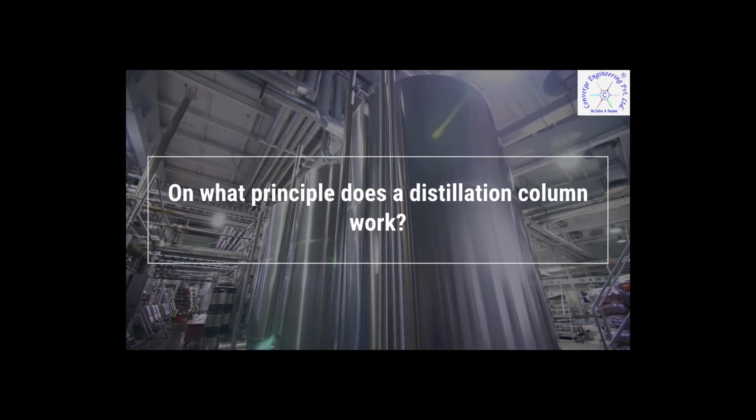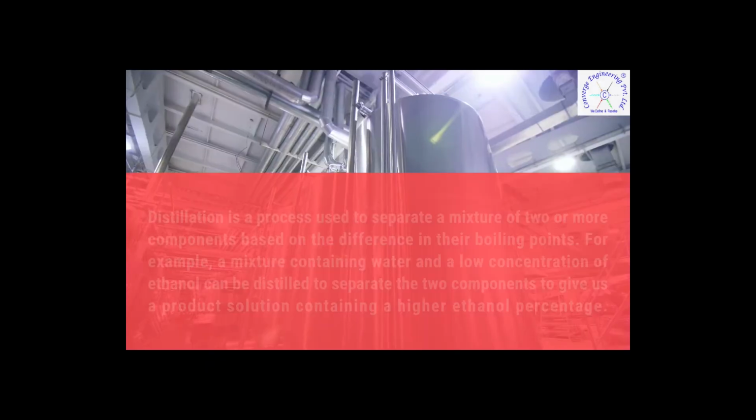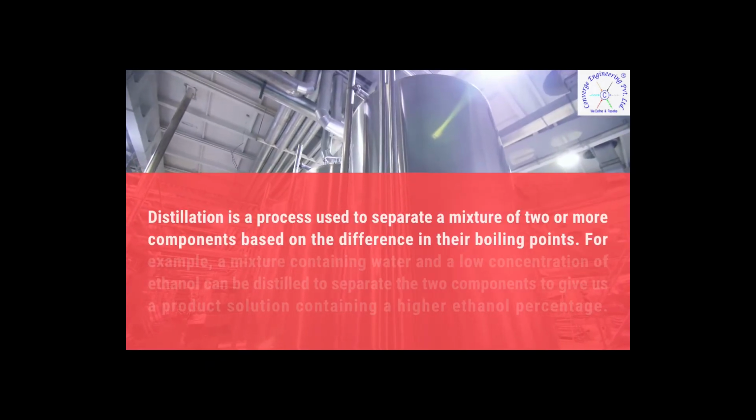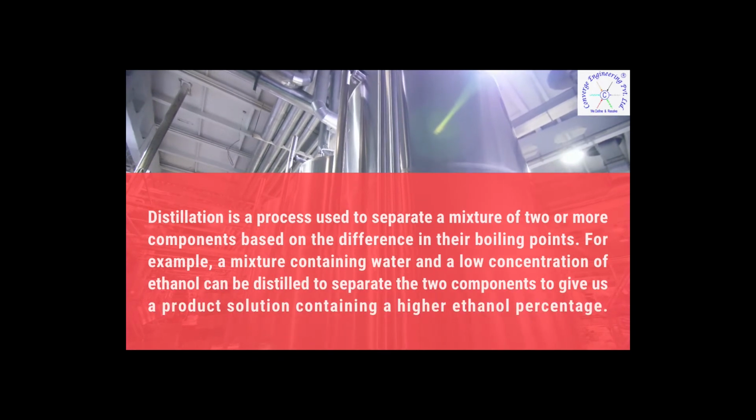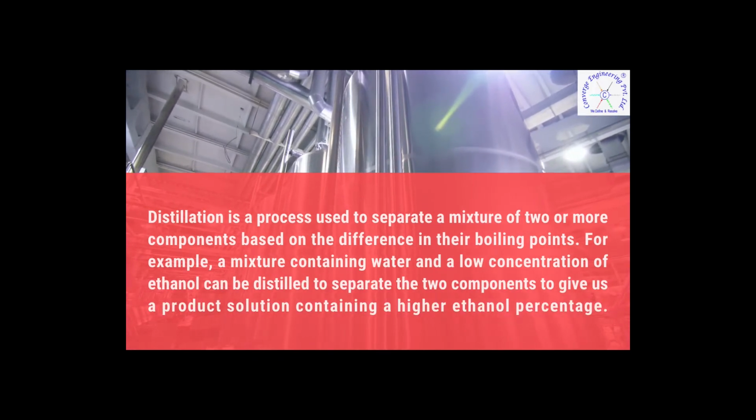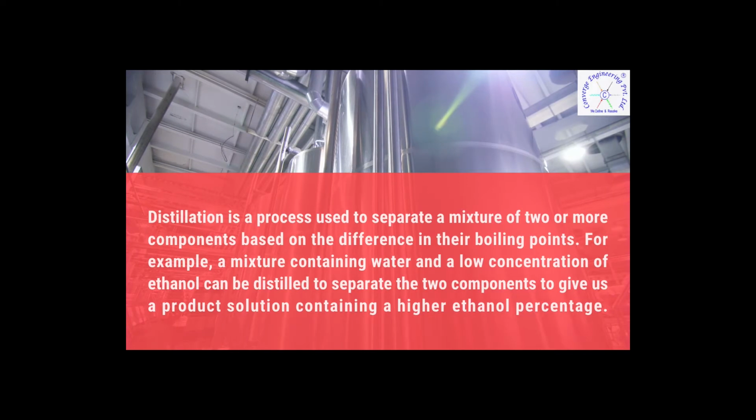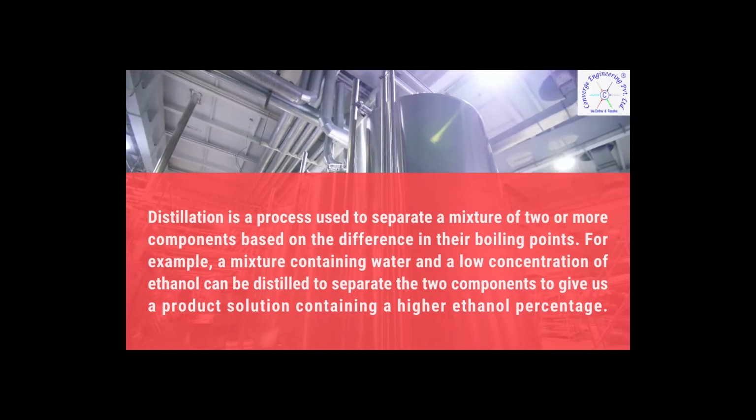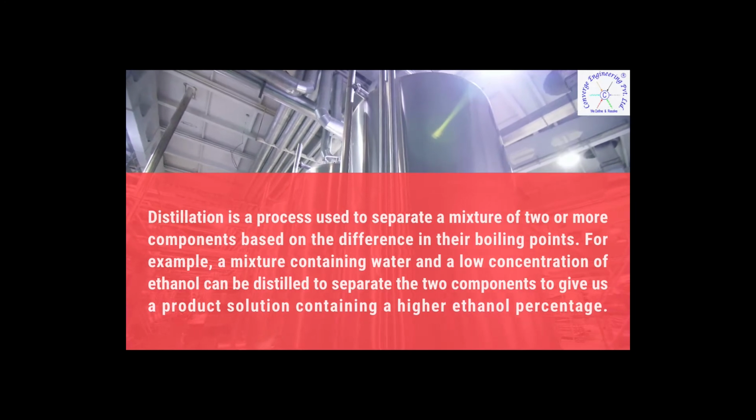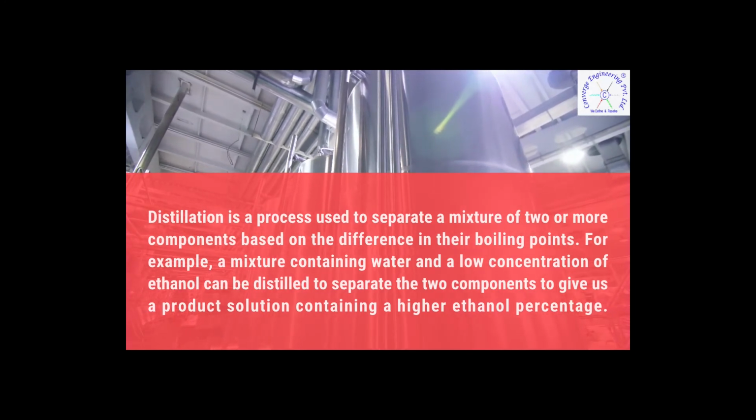On what principle does a distillation column work? Distillation is a process used to separate a mixture of two or more components based on the difference in their boiling points. For example, a mixture containing water and a low concentration of ethanol can be distilled to separate the two components to give us a product solution containing a higher ethanol percentage.